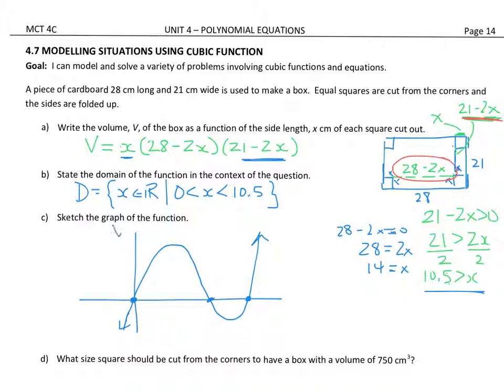Okay, where v is my y, so that's my volume axis, and this is my x, which represents the height of the box, or the length of the square that's cut out there. So this is at 0, this is at 10.5, and this one is at 14. Okay, part D, what size square should be cut out from the corners to have a box with a volume of 750? So this is telling me what to sub in for volume, and then we have to actually solve that.